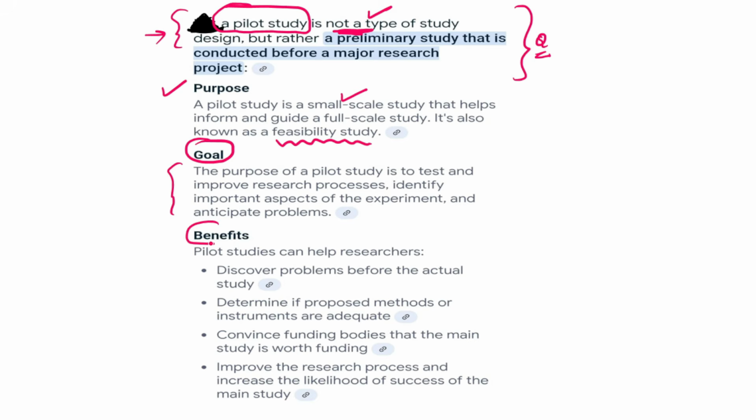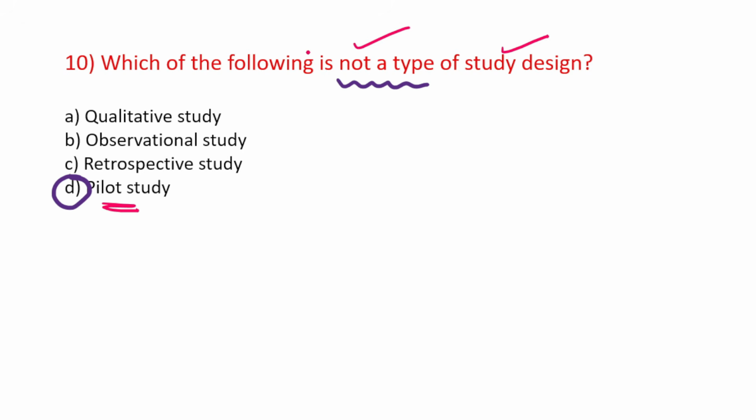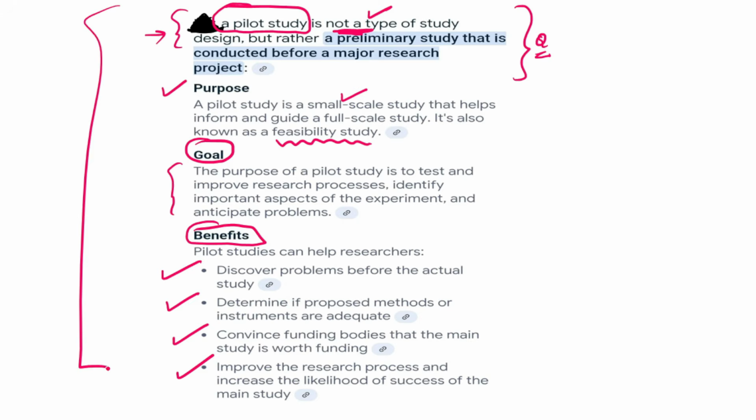What are the benefits of a pilot study? Pilot studies can help researchers to discover the problems before the actual study, determine if proposed methods or instruments are adequate, and convince funding bodies that the main study is worth funding. Finally, it improves the research process and increases the likelihood of success of the main study. So, as far as our question is concerned, they have asked which of the following is not a type of study design. Qualitative study design, observational and retrospective, all are types of study designs except the pilot study. So remember this chart, the question and the answer for this question.